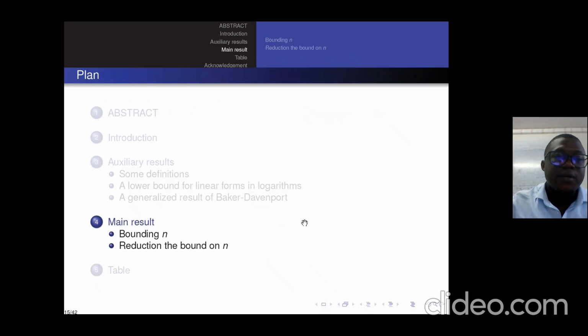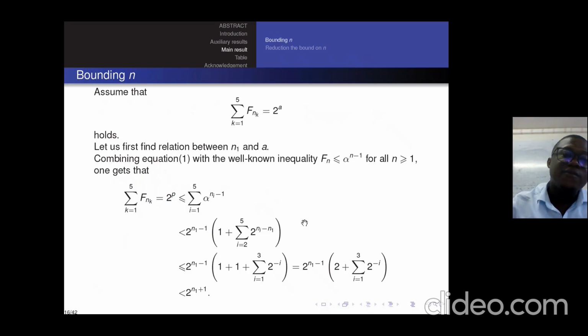In the main result, we will first try to bound n. If we assume that this inequality holds, we will first try to find the relation between n1 and a. When we combine equation 1 with the well-known inequality Fn is less than or equal to alpha to the power n minus 1, for all n greater than or equal to 1, one gets this inequality.